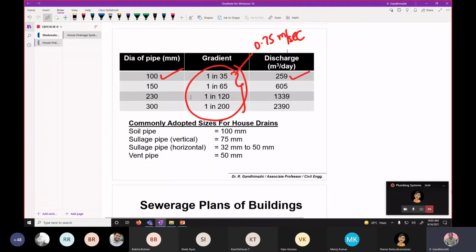Then these are the common sizes for the house drains. Soil pipe is 100 mm, then sullage pipe 75, horizontal sullage pipe running within the building is 32 to 50 mm, and then vent pipe is 50 mm. These are the nominal sizes adopted for the house drains.